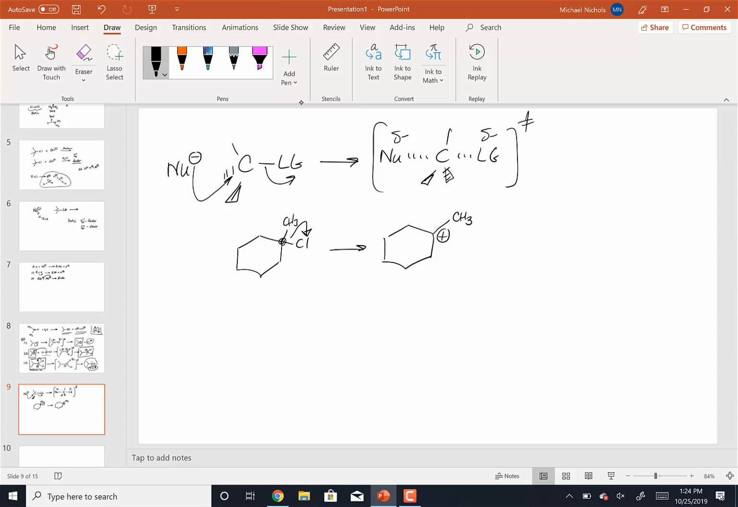So that's how we know how to start. If it's SN1, break the carbon-halogen bond, make the carbocation, then add the nucleophile. If it's a negative nucleophile, it's 1 step. If it's a neutral nucleophile, it's going to be 2 steps.